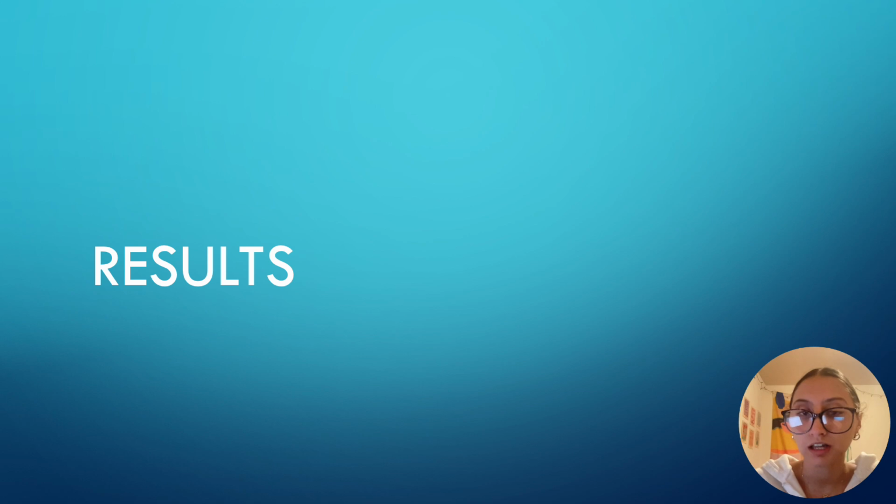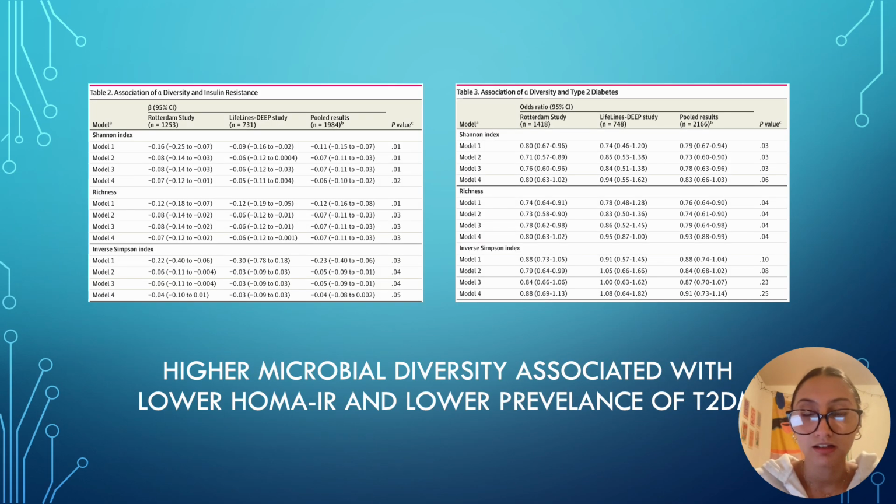Now we can take a closer look as to what associations were found. After analysis, it was found that higher microbial diversity is associated with lower HOMA-IR levels and lower prevalence of type 2 diabetes. HOMA-IR is a measure of insulin resistance, so a smaller value is associated with less insulin resistance. All models showed an inverse relationship, which supports the hypothesis of the importance of gut microbiome health for prevention of type 2 diabetes. There were 4 models total.